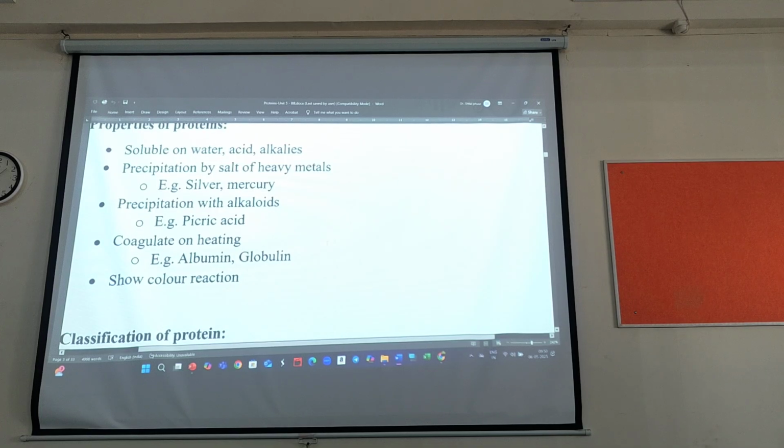Then the last property is that it shows the color reaction. When you react some chemical with it, and if protein is present in a particular solution, then it may show the reaction or it may show different colors. Then it may indicate that proteins are present in that particular solution.